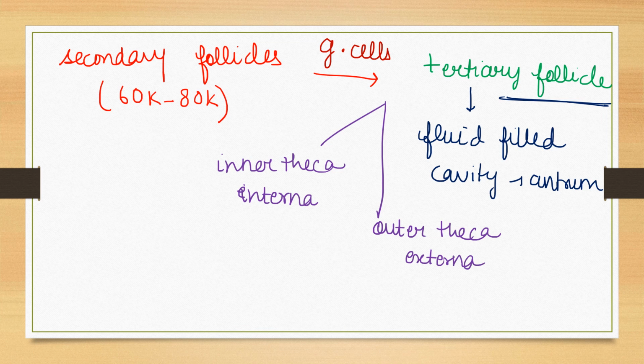Externa, why? Because we are talking about the outer one, and interna, why? Because we are talking about the inner ones. What are these? These are basically compartments in the tertiary follicle जिसमें वो divide होता है.